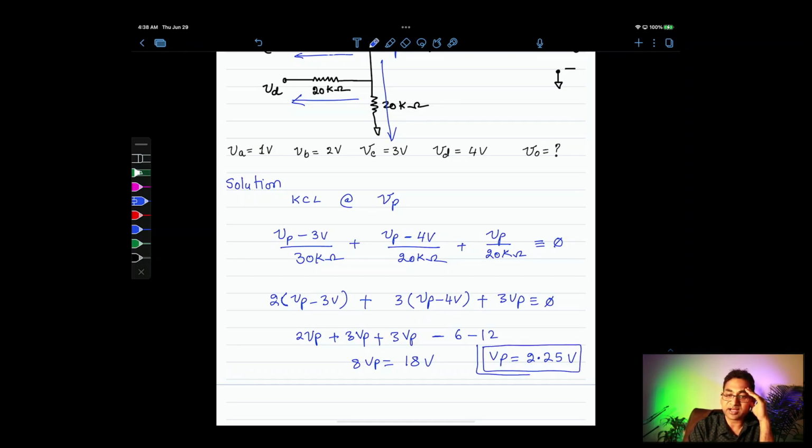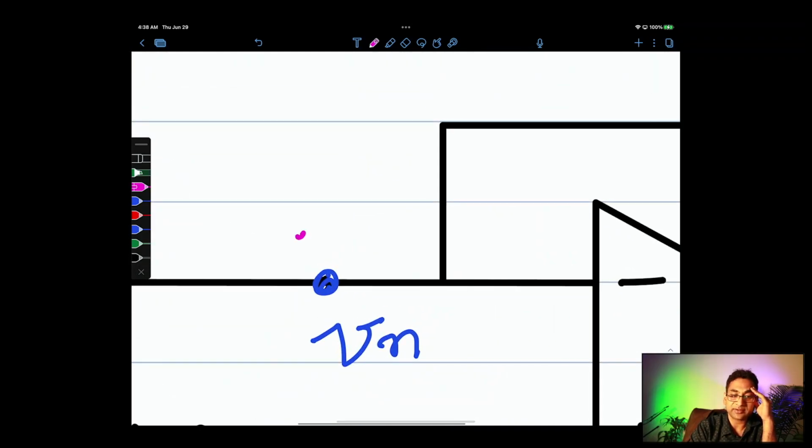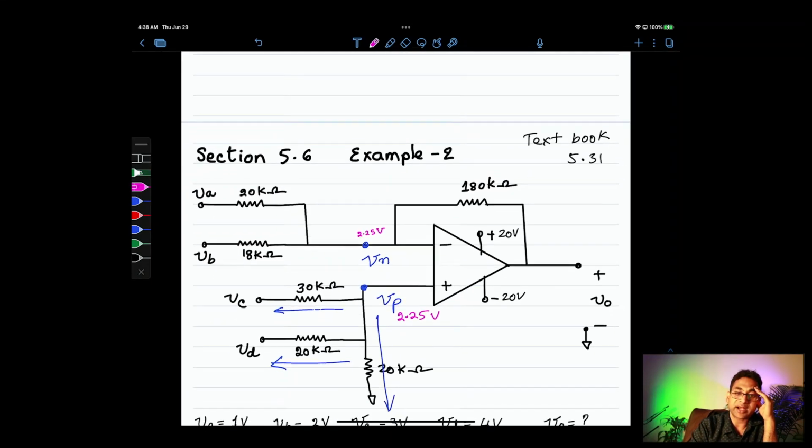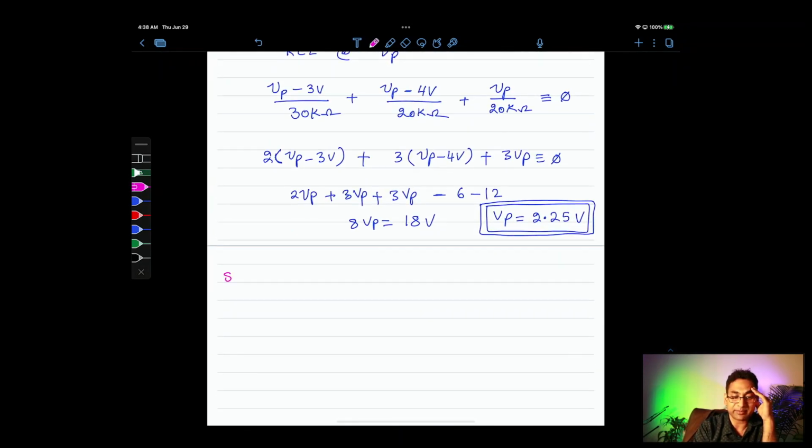First part of the solution. We are glad we got a value because this 2.25 volts that we just calculated shows up here as well. We need this value to be able to write KCL. So now let's write KCL, step number 2. Let's write KCL at node Vn.